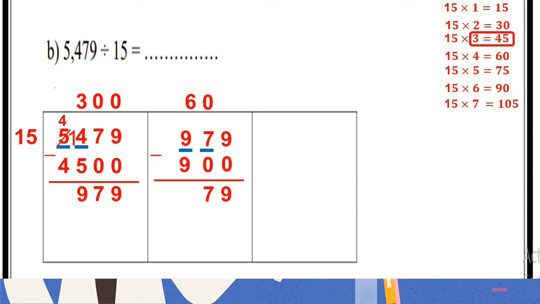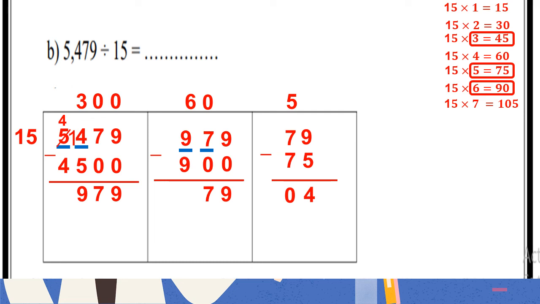Can we make 79 divided by 15? Yes, because it's bigger than 15. So I will take the 79 in the other side like this and search for the table, or check from the beginning. 7 divided by 15 can't be, so we will take the 9. It will be 79 divided by 15. Now the closest number in the table is 15 by 5 here, so I will write the 5 up and the 75 down. Now let's make minus. 9 minus 5 equals 4, and 7 minus 7 equals 0.